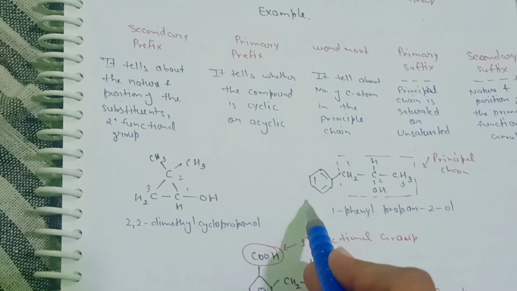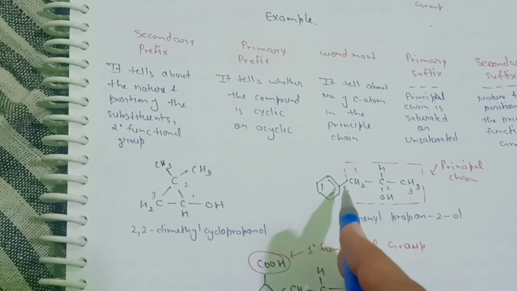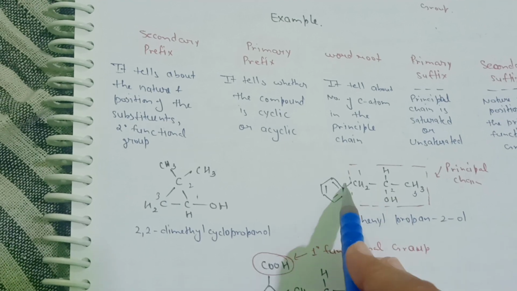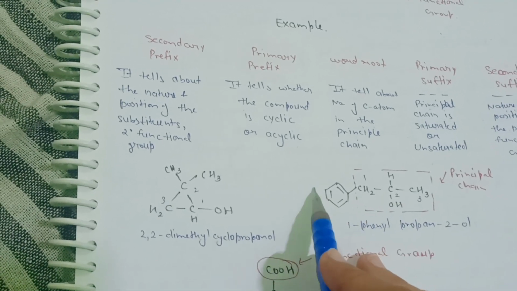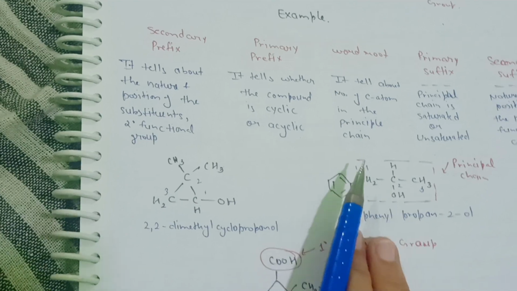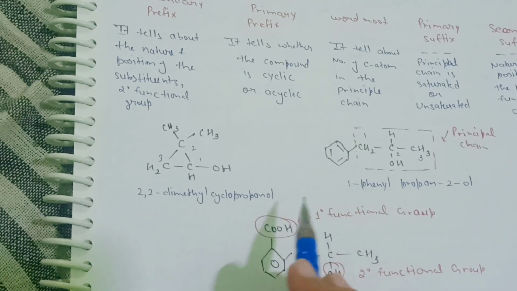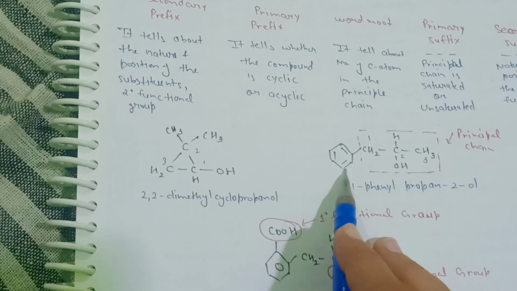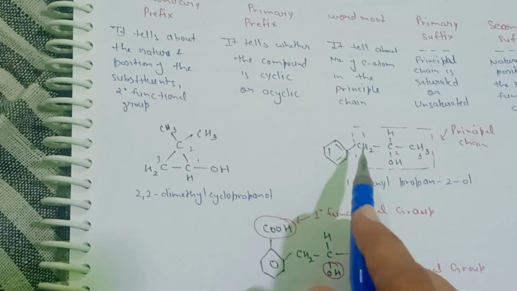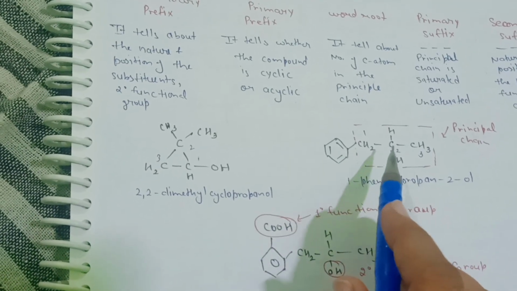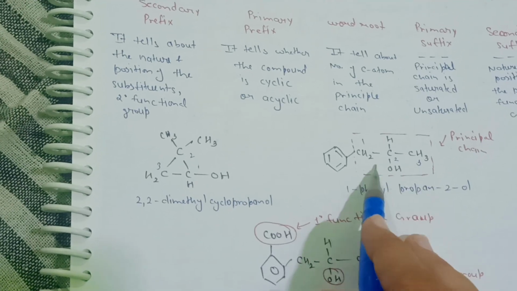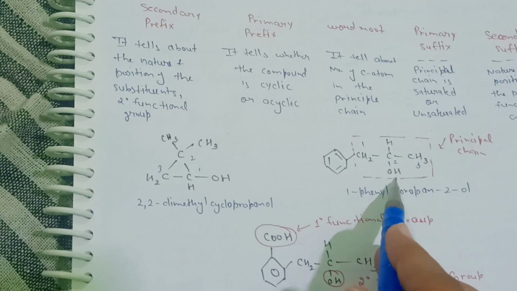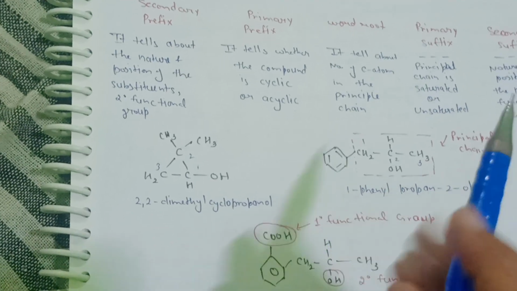Now we will name this compound. There is a functional group in the side chain, so this is a secondary prefix. So we name it like 1-phenyl propane. This is a saturated compound, so we use an. There is a hydroxy group on the second carbon, so we use 2-ol.